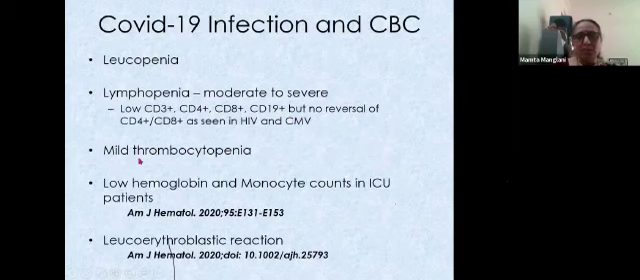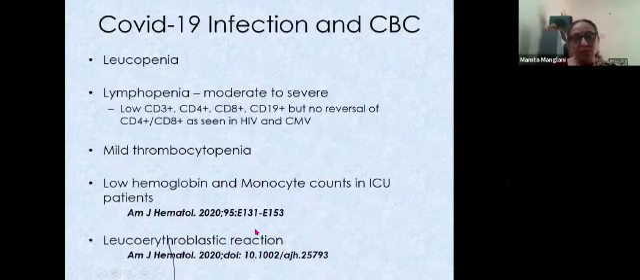Thrombocytopenia is very mild and does not really cause any problems. Hemoglobin can be reduced and monocytes can be reduced in patients who are in ICU, critical patients. By and large, you won't see it. And you can have a leukoerythroblastic reaction in some cases.